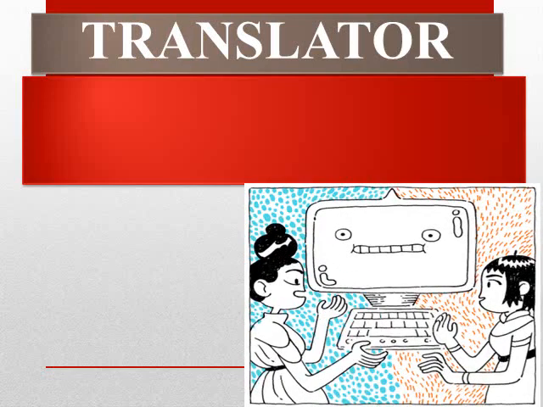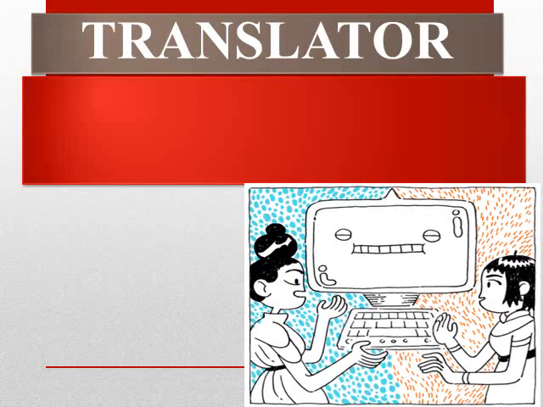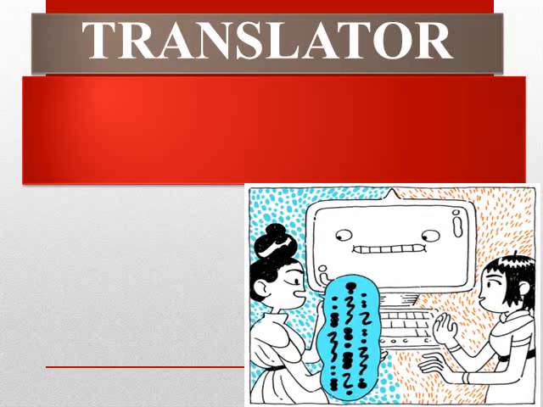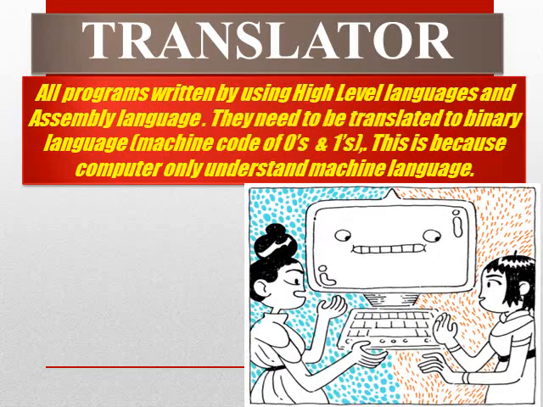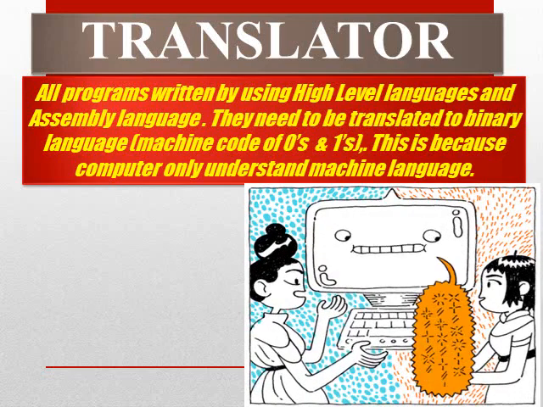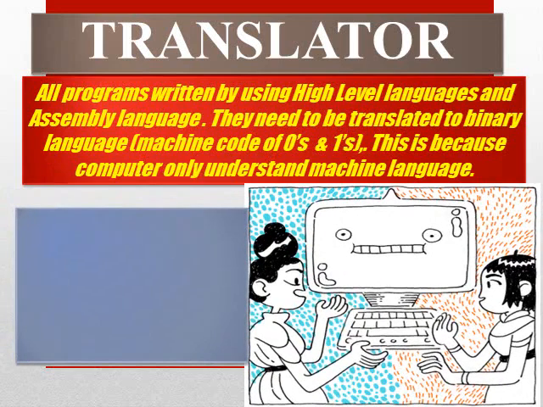This concept is the same for the computer system. High-level languages may be used to write programs nowadays. However, a computer system does not understand high-level languages. Therefore, inside the system, there should exist a translator program. Most programs are written using high-level languages and assembly language. They need to be translated to binary language. It is a machine code of zeros and ones. This is because the mother tongue of the computer is the machine language.